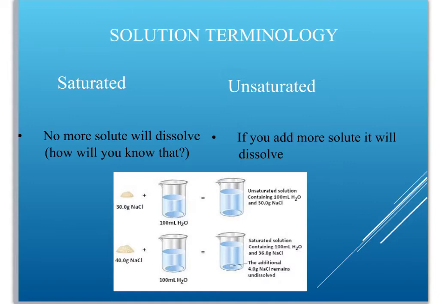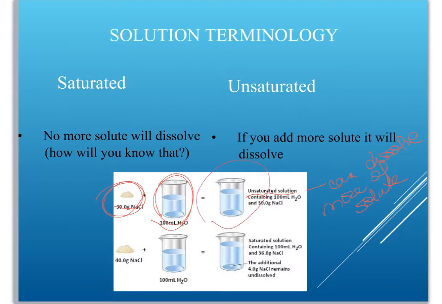I lied. That wasn't the end of vocabulary, sorry. Okay, so saturated, unsaturated. Saturated means that you have dissolved as much of the solute as the solvent will hold. It won't hold any more, okay? Unsaturated means you can dissolve more. It means it hasn't reached its saturation point. You can dissolve more of the solute if you want. The solvent can hold more solute.